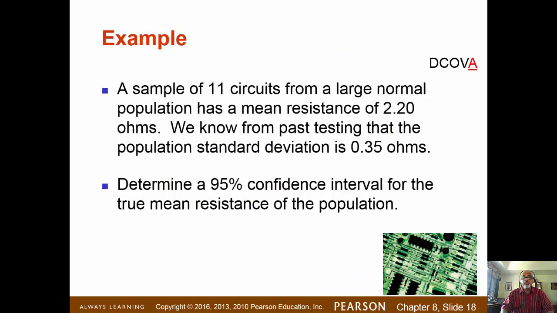So, a numerical example. Suppose we have a sample of 11 circuits from a large normal population with a mean resistance of 2.2 ohms. We know from past testing that the population standard deviation is 0.35. So this is a sample mean, and sigma. This is from past testing, the population standard deviation is 0.35. Now we want to develop a 95% confidence interval.